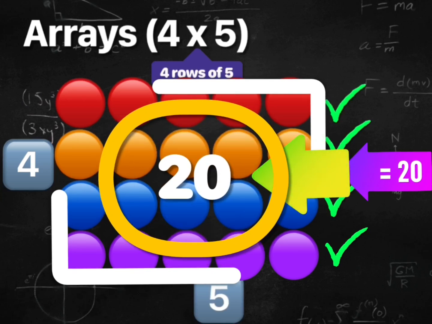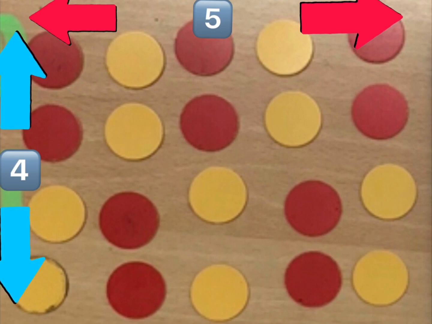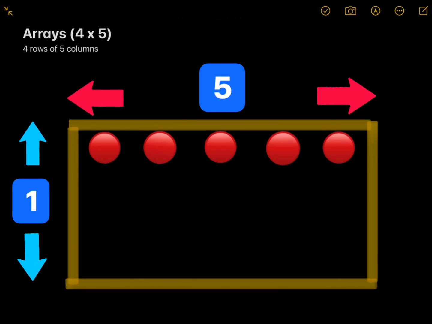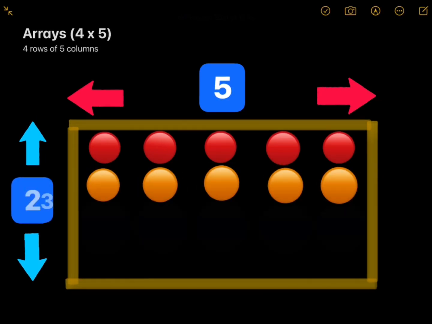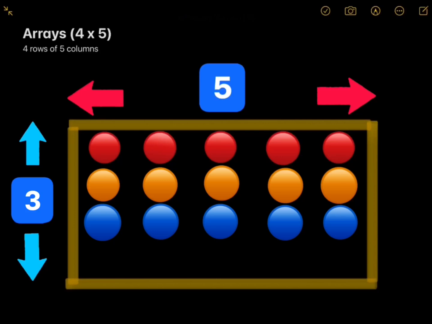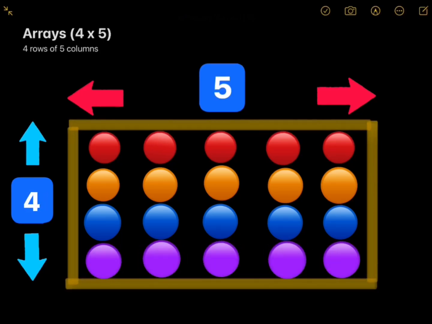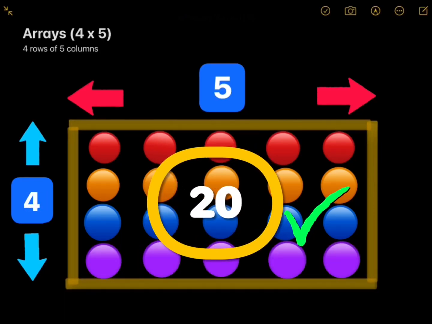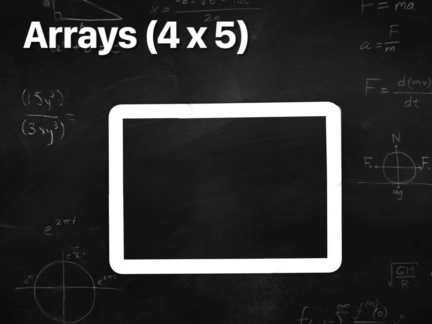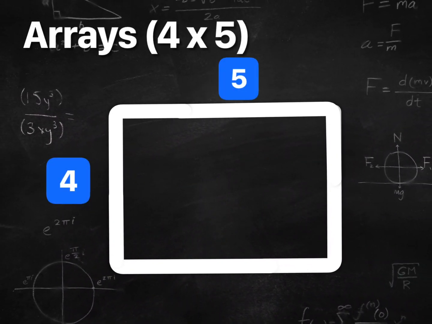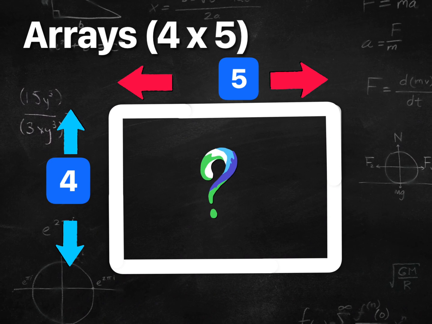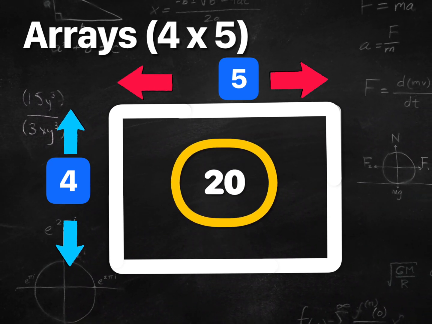Now remember, it's important to always start your arrays with concrete items like counters or cubes. And then once you're confident building the arrays, you can move on to drawing them using circles or dots or really any other simple shape. And then when you're confident with that, you can move on to drawing a rectangle where the dots would be to help you with your calculation.